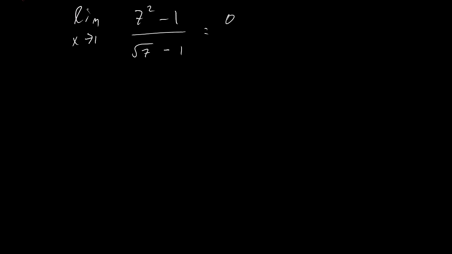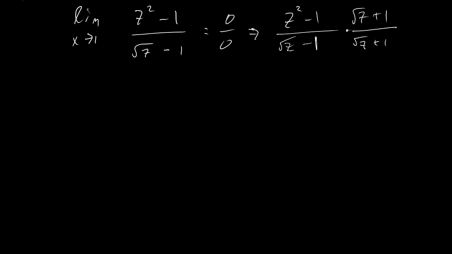If you get 0 over 0, then you need to simplify. So what that looks like is z squared minus 1 all over root z minus 1. And if we have a root minus a number or a root plus a number, we always think of the conjugate. So root z plus 1. So our denominator turns into perfect squares. So we have z squared minus 1 times root z plus 1 all over z minus 1.